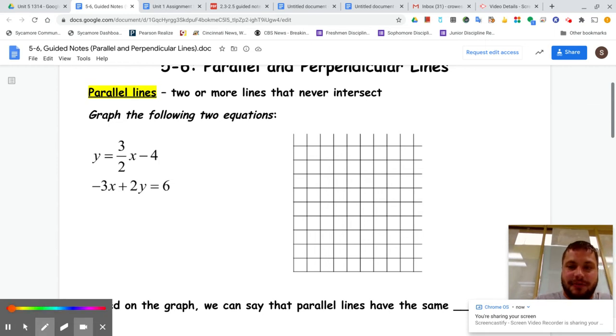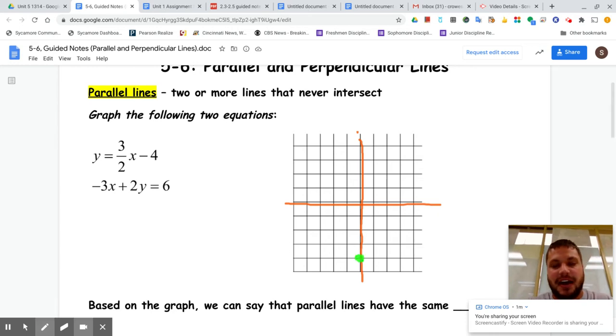So I'm going to graph both of these things. I'm drawing my X and Y axis on my graph right now. All right, so the first one is in slope-intercept form: y equals 3/2 x minus 4. So my y-intercept is -4, which is right here. This is a positive slope, so it goes up and to the right, rise over run, up 3, right 2, up 3, right 2, up 3, right 2. So I have this green line, okay?